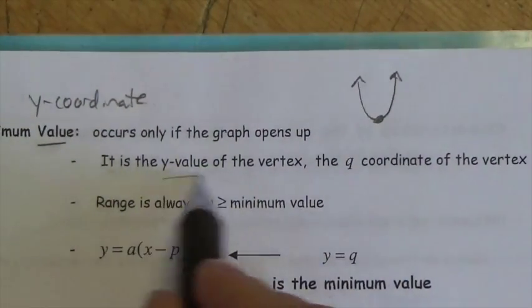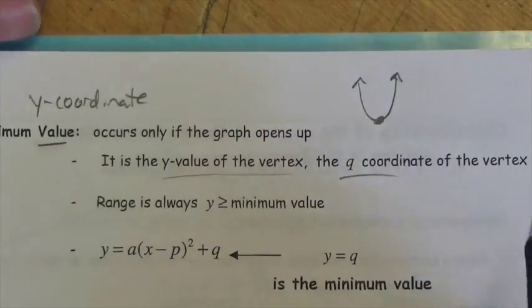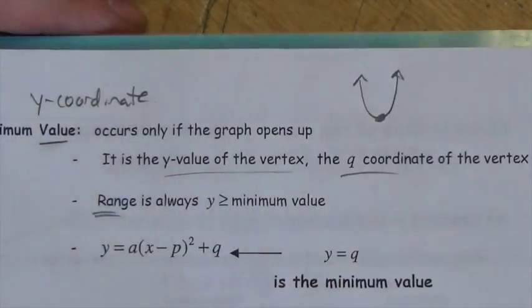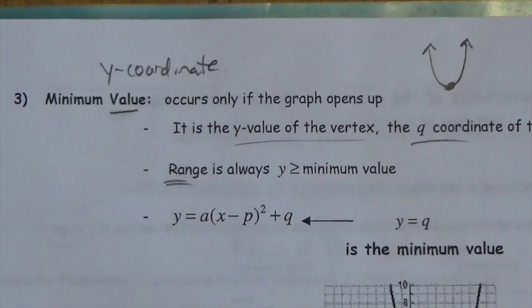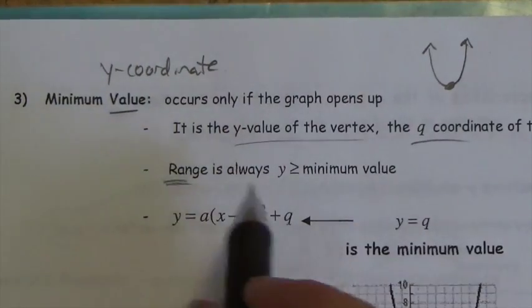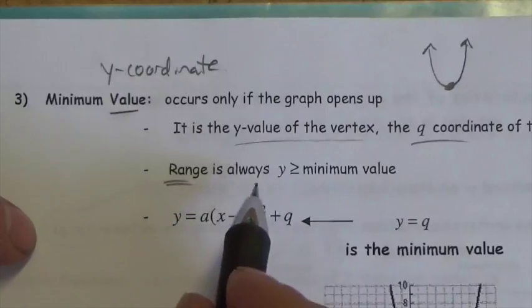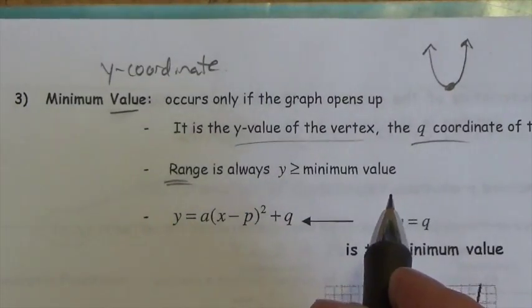It's the y value of the vertex, or the q value of the vertex, if you want to think of it like that. Now, that is going to be related to the range, and that's the idea of domain and range. Man, once you learn those in Math 10, those concepts you are stuck with, they are so important in all sorts of different applications, all different sorts of branches of mathematics here. So you want to be really, really comfortable with these ideas. So if you've got a minimum value, if the graph opens up, then your range is going to be y is greater than whatever that minimum value is.